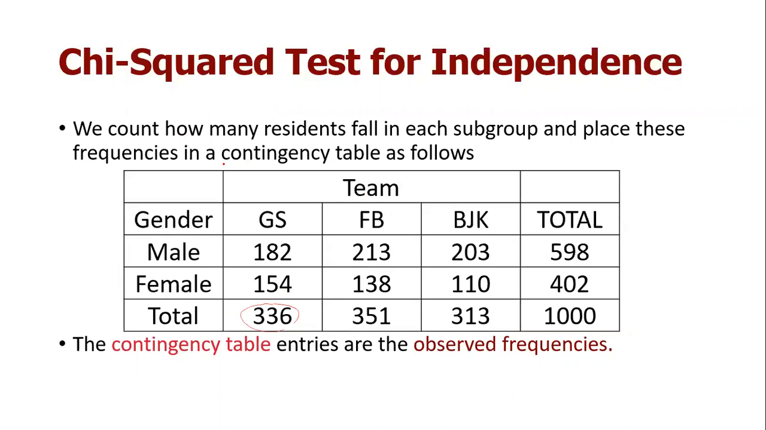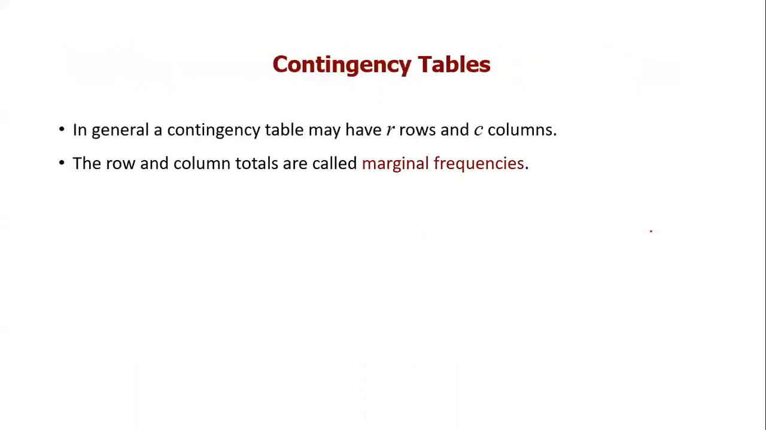This is what we call a contingency table. The entries of this contingency table are in fact the observed frequencies. We observed 182 males who are fans of Galatasaray, or we observed 110 females who are fans of Beşiktaş. So these are the observed values, in other words, the O_i values. The question is how to calculate the expected values.